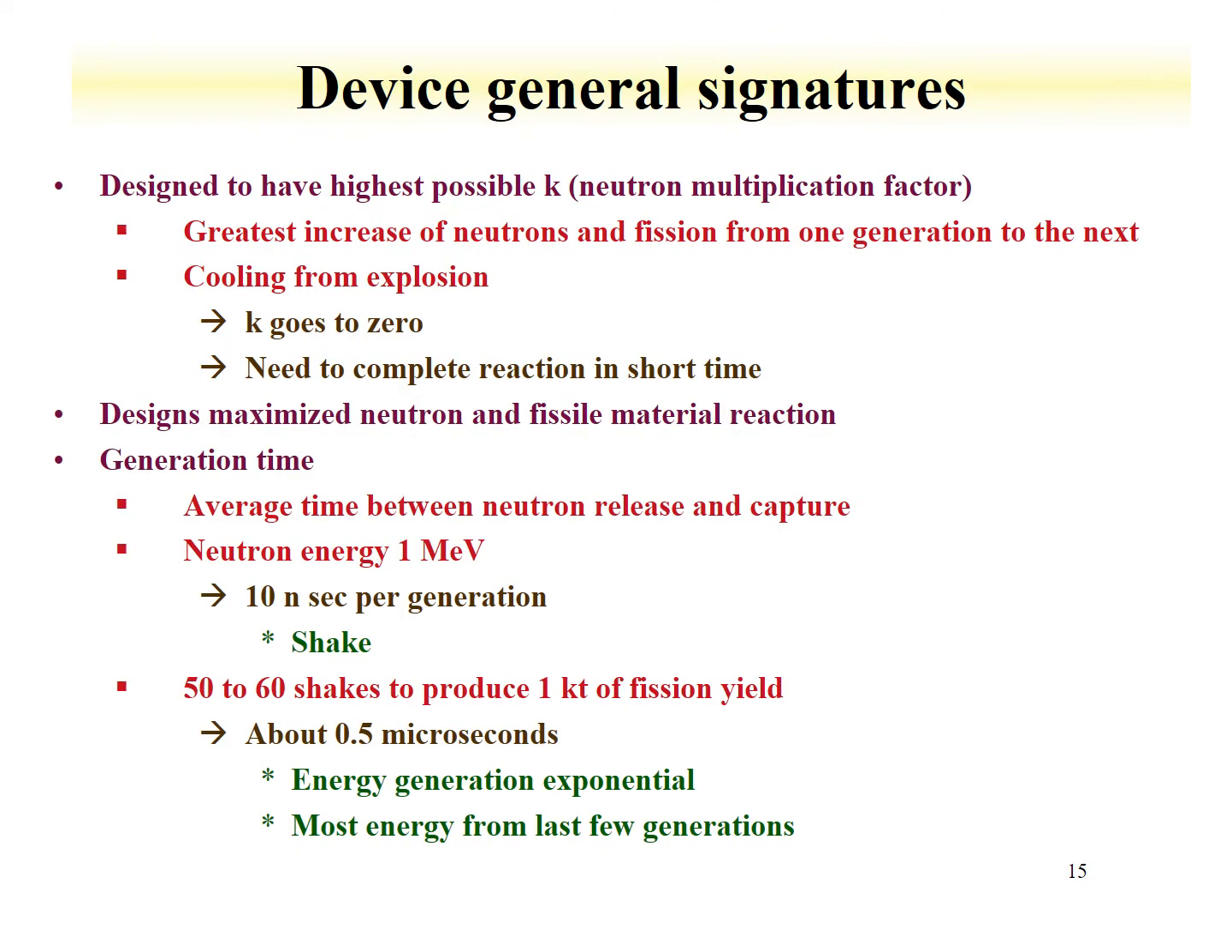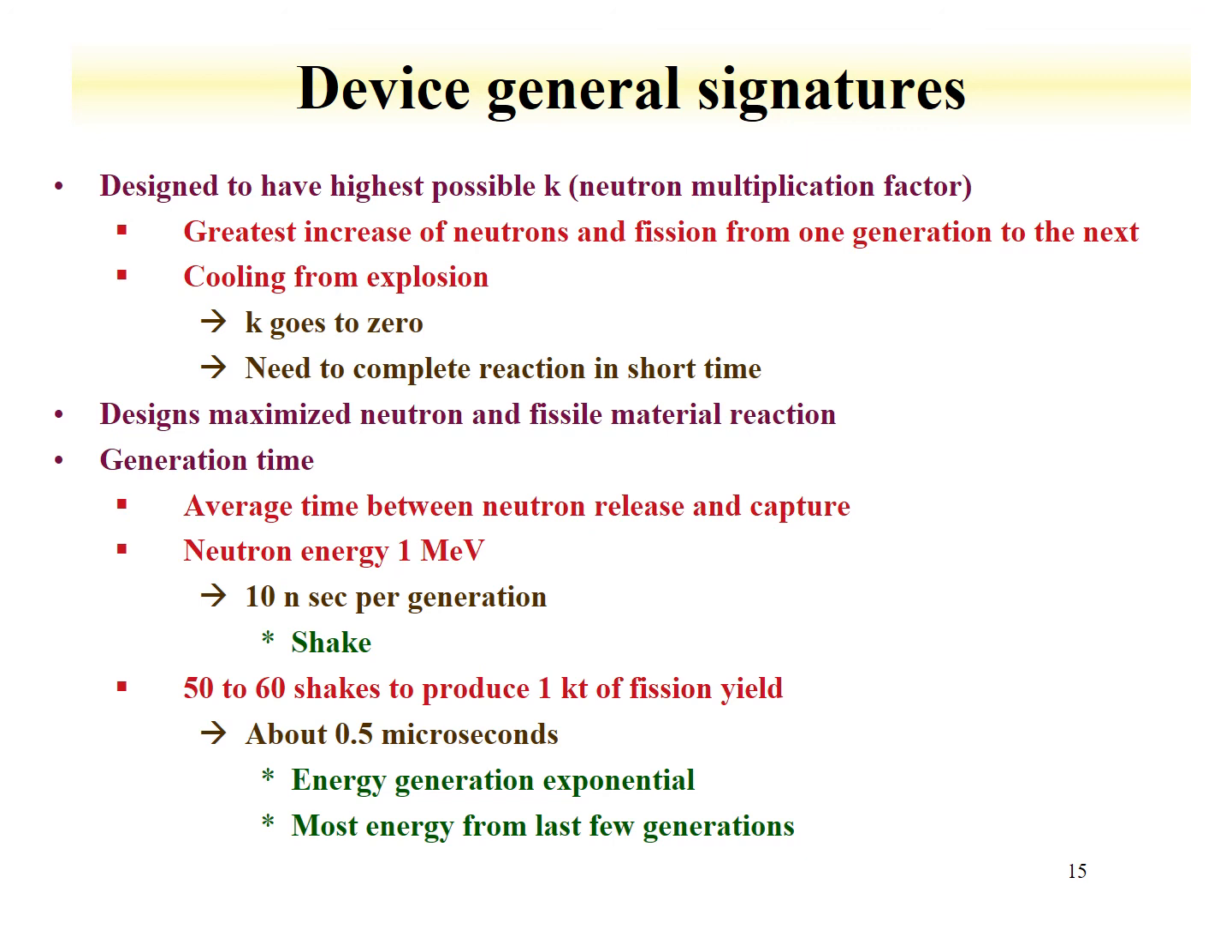We're going to conclude this lecture with a discussion of some very general signatures and devices and how those are used for nuclear forensics. Generally speaking, a device would like to have the highest neutron multiplication factor. So this increases the neutrons and fissions from one generation to the next. Designs of devices try to maximize this, and one of the terms that's used in this is a generation time, and it's the average time between a neutron release and a capture.